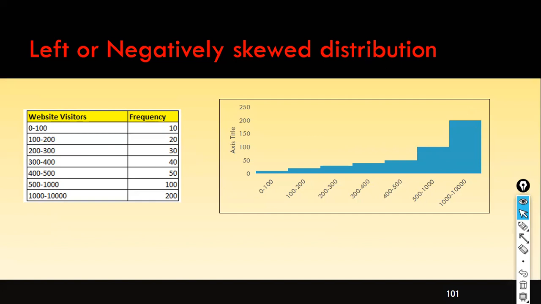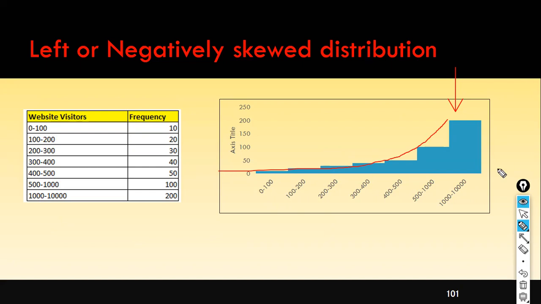Here we can see that it's a left skewed distribution. So this is your peak. And if you see a longer tail on the left side of the peak, we call it left skewed data, or a left skewed distribution.